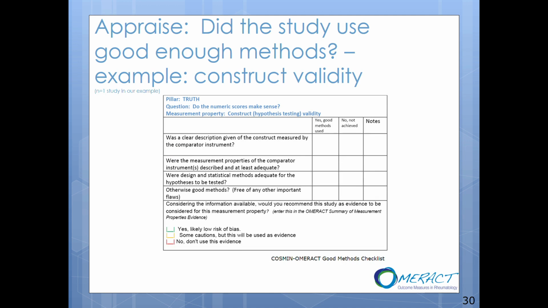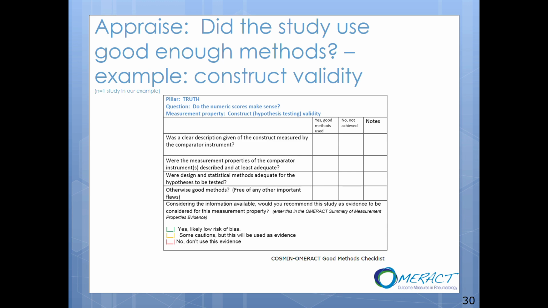So in our table we had 1 study that looked at construct validity. When you go into the handbook and the workbook, you will see that there's questions for each measurement property that should be considered. So under construct validity, we can see that we're supposed to answer, was a clear description given of the construct measured by the comparator instrument? Were the measurement properties of the comparator instrument described and at least adequate? Were the design and statistical methods adequate for the hypotheses being tested? And was it otherwise using good methods?